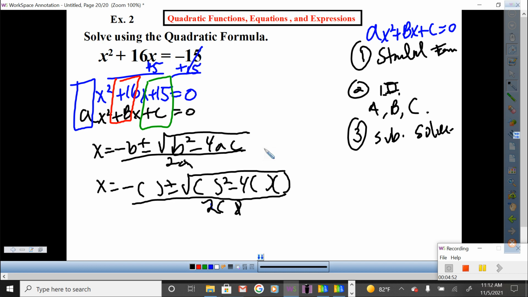Alright, so let's substitute values. Start with this one. What is this value? B and B. What is B? 16. 16 there, 16 there. What is this one right here? That one is A. As well as this one, what is A? An invisible 1, so it's 1 and 1. And lastly, this is 15.